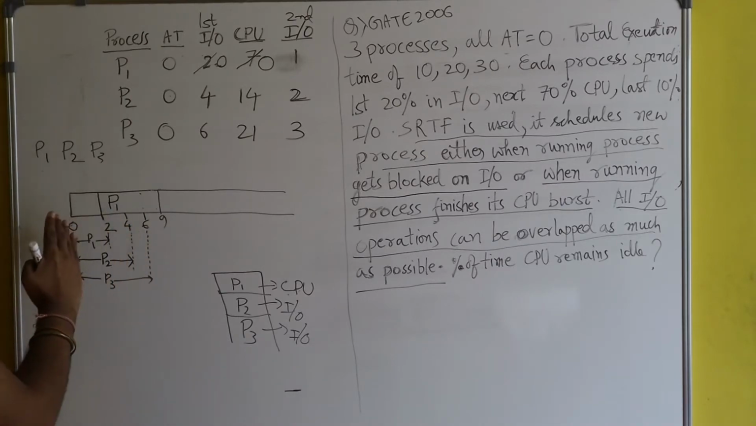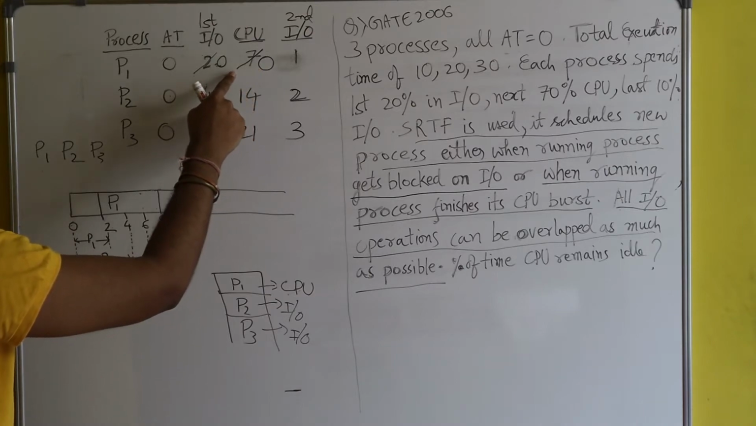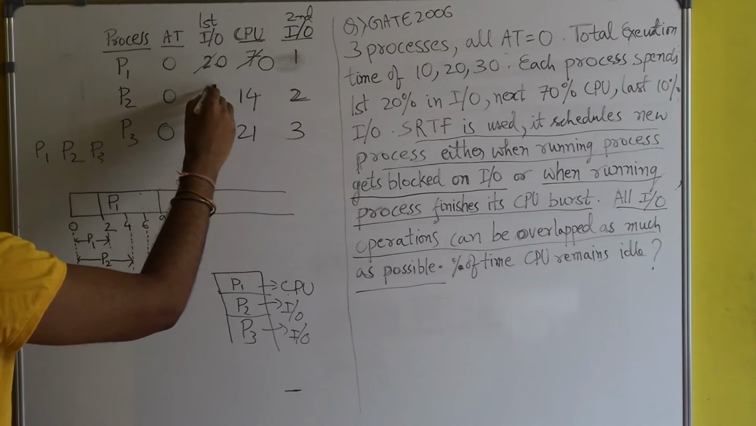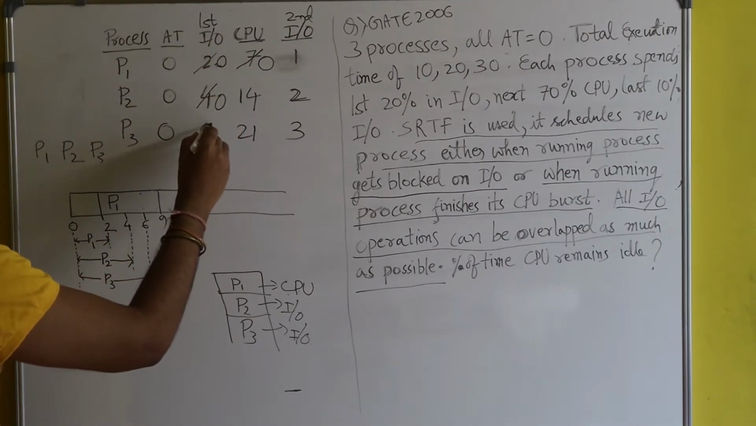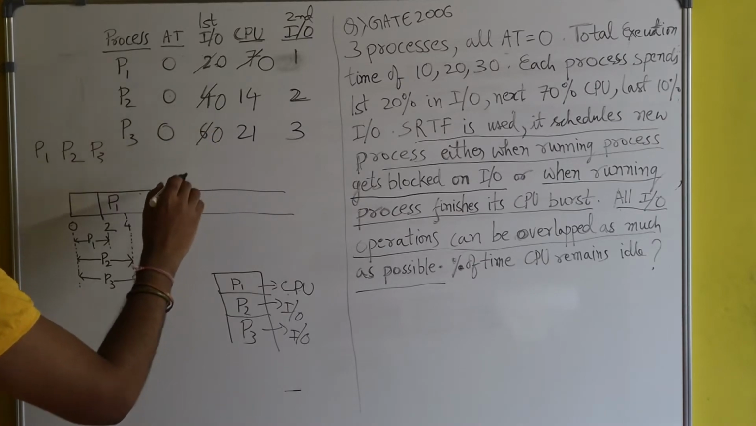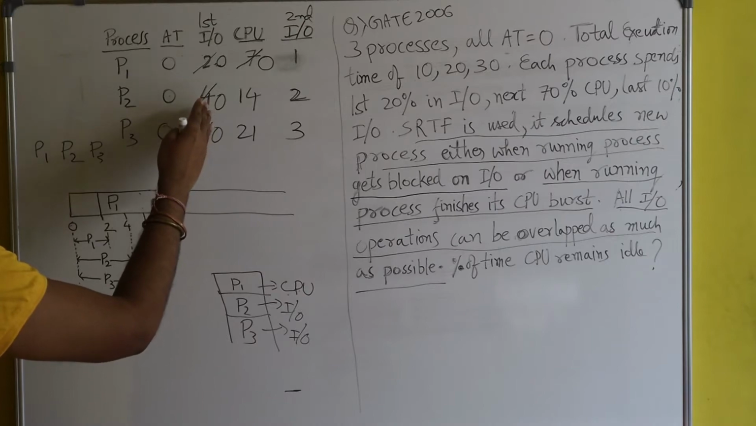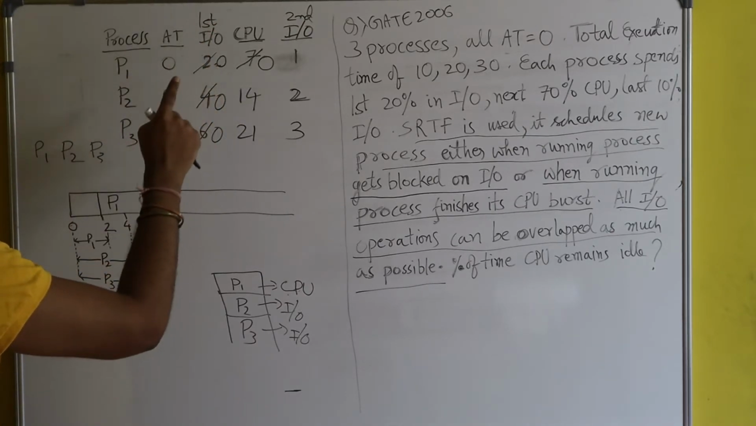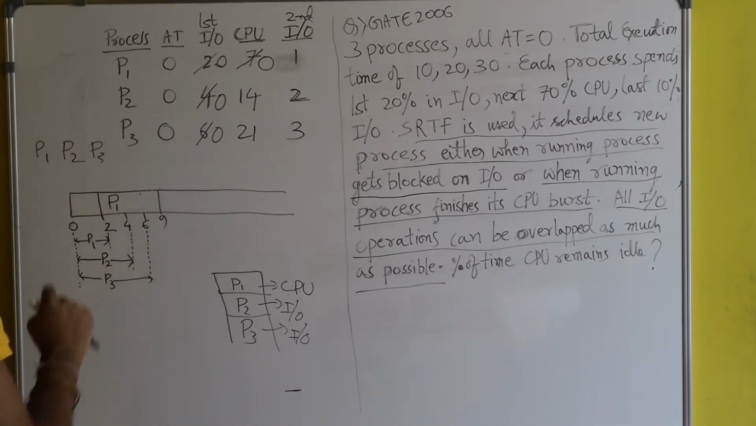So it means what? By the time process P1 finished its CPU execution, process P2 and process P3 completed their first IO. Here, why have I written 0? Because no more first IO time is left for process P2 and process P3. They both have successfully executed their first IO.